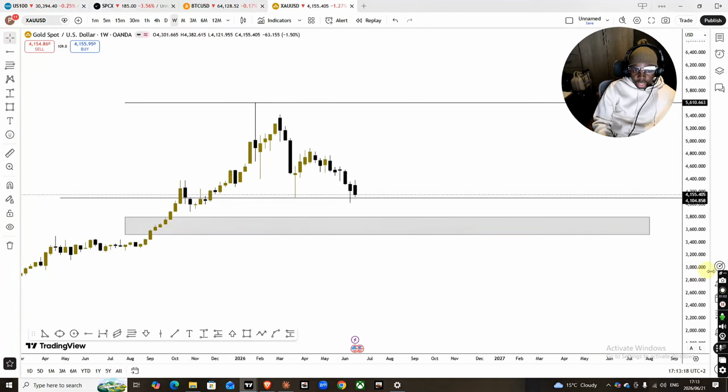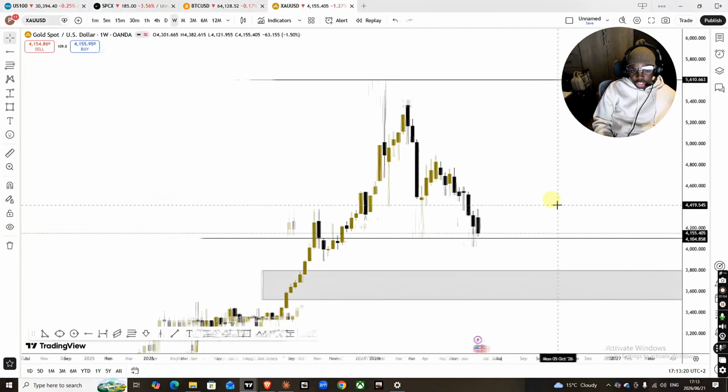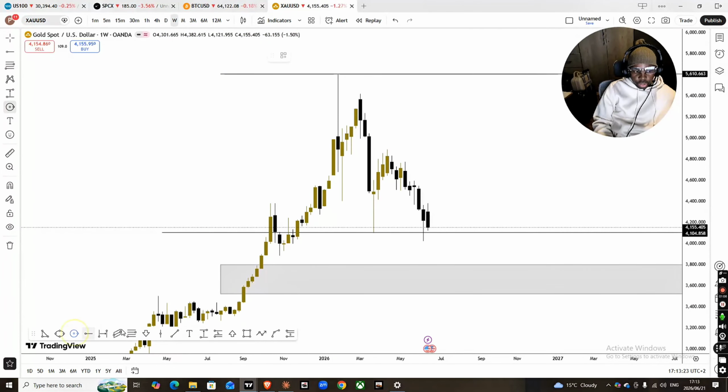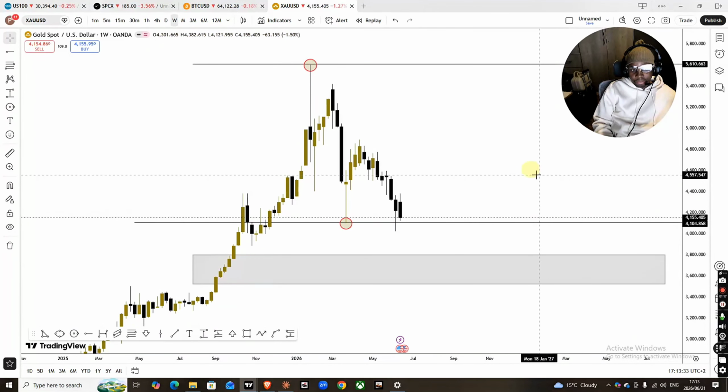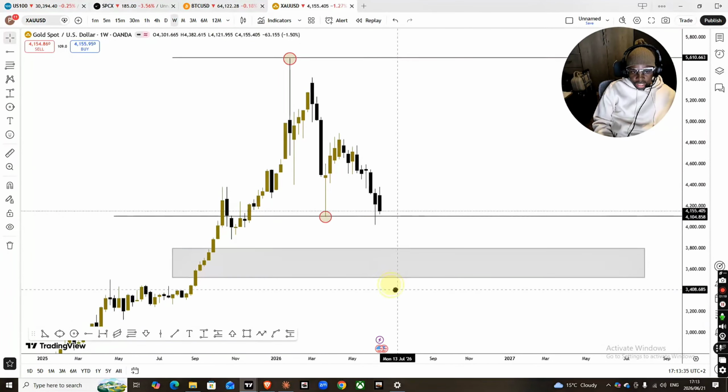Let's navigate towards the weekly time frame. This is gold weekly chart, as you can see. You can see all the zones are marked accordingly. We have this low here and that resistance there, the high. So we're just going to focus on what's happening right now.